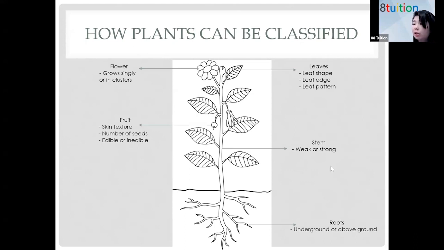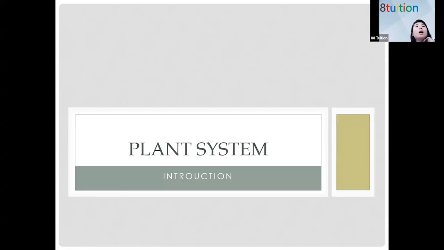Okay, everybody. So now I'm gonna start the lesson. We are going to be looking at classification of plants. I'm going to introduce the students to basically how to classify plants according to specific features of the plant. So before we look at classifying plants, I'm going to introduce the plant system to the students.